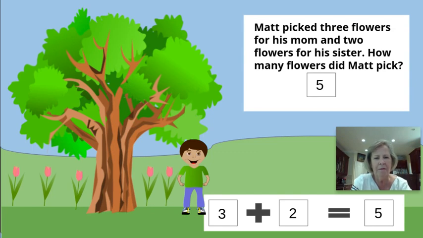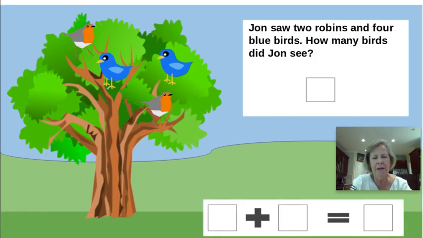Good job. Okay, here's another one. We've learned about birds this week, so Miss Cannady has lots of birds to show you today. John saw 2 robins and 4 bluebirds. Wait, I don't see but 2 bluebirds. Where are those bluebirds? There comes one. There comes the other. There's our 4 bluebirds. Remember, the words are important. 2 robins and 4 bluebirds. How many birds did John see?